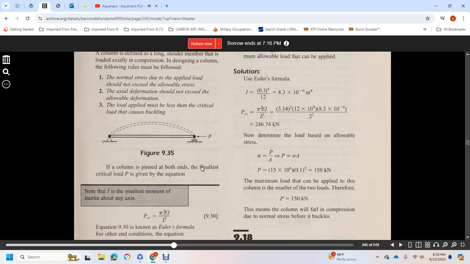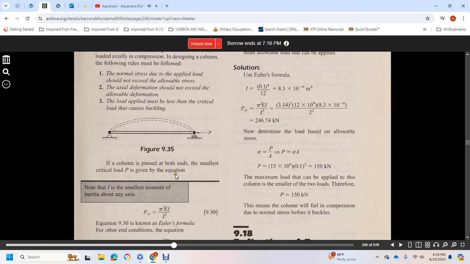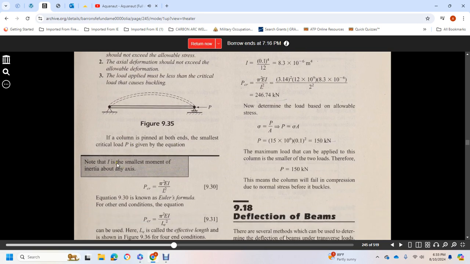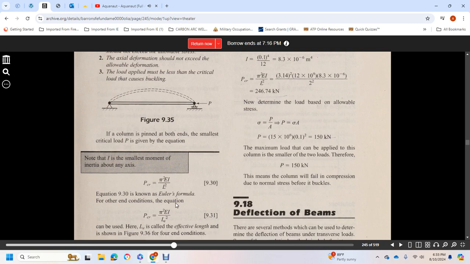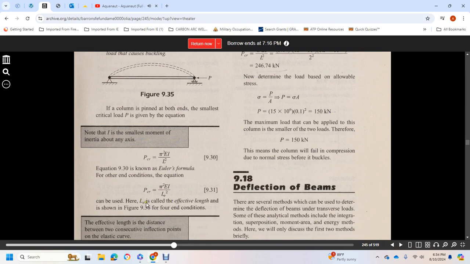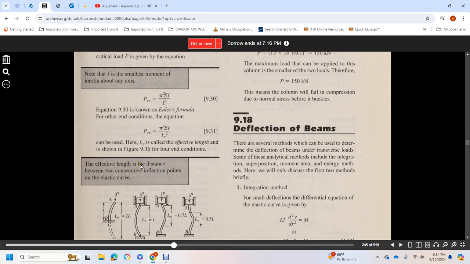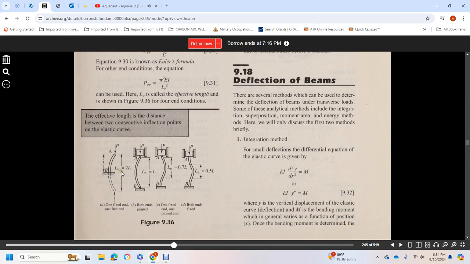If the column is pinned at both ends, the smallest critical load P is given by the equation. Note that the moment of inertia is the smallest moment of inertia about any axis. This is known as Euler's formula. For other end conditions, the equation can be used with the effective length, as shown in Figure 9.36. Effective length is the distance between two consecutive inflection points of the elastic curve.